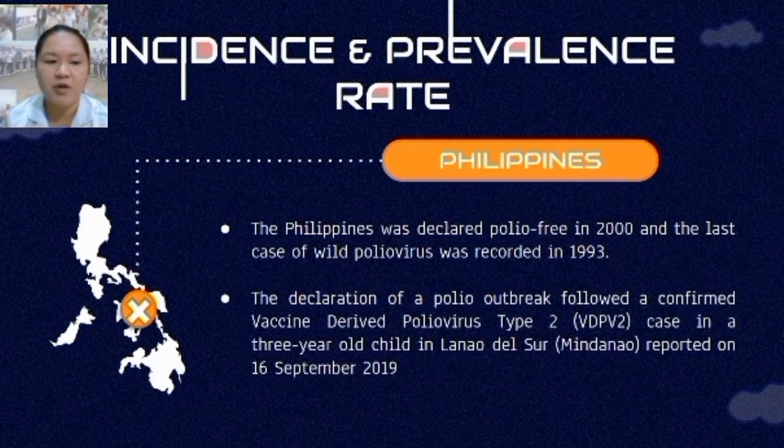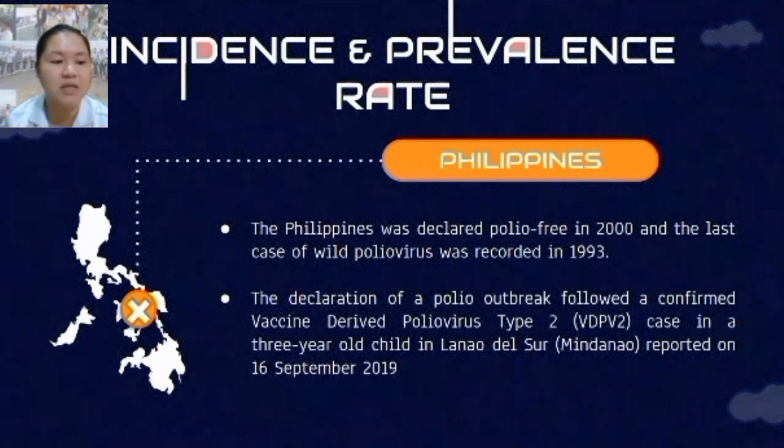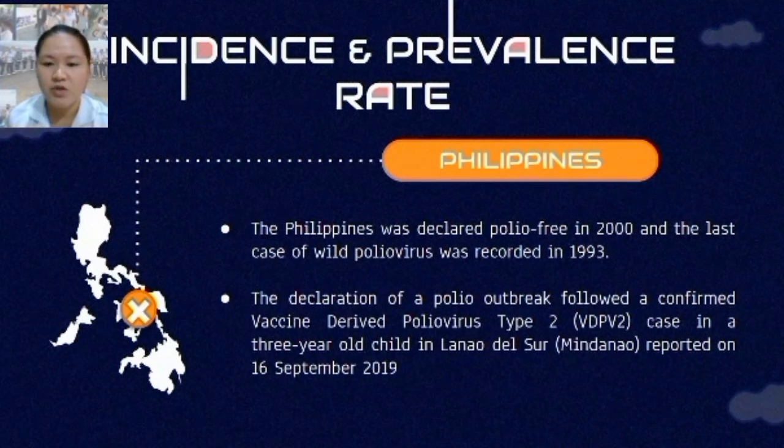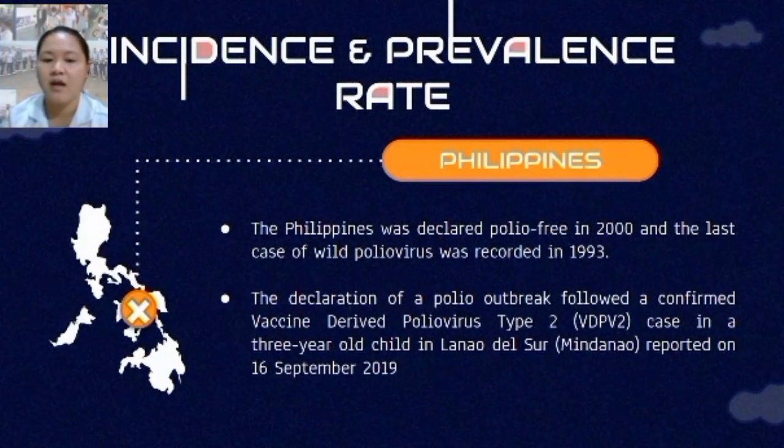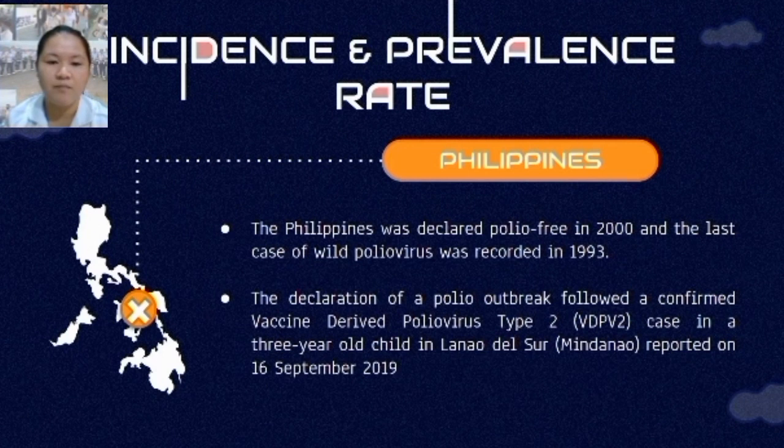The declaration of the polio outbreak followed a confirmed vaccine-derived poliovirus type 2, or VDPV2, case in a 3-year-old child in Lanao del Sur, Mindanao, reported on the 16th of September 2019. So the polio outbreak was declared, and then vaccination followed, which contained the recent case of 2019 in Lanao del Sur here in Mindanao.